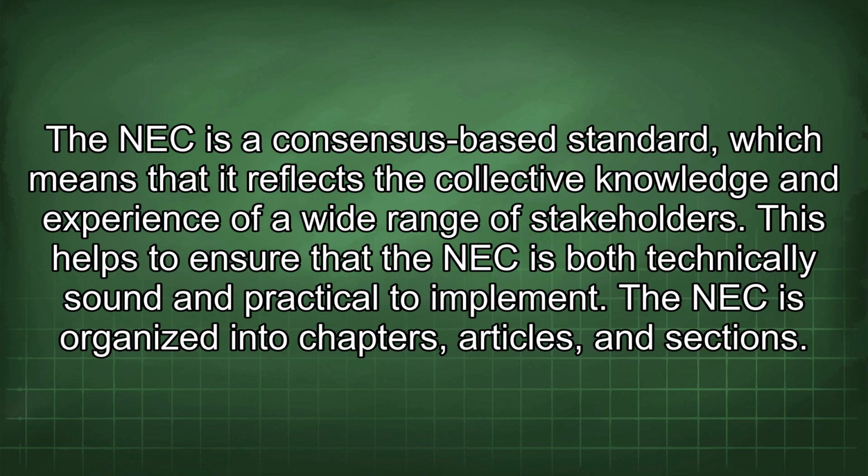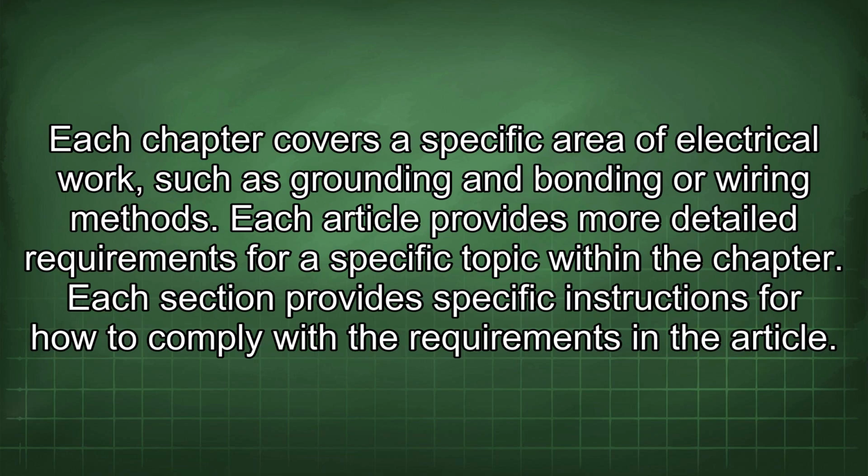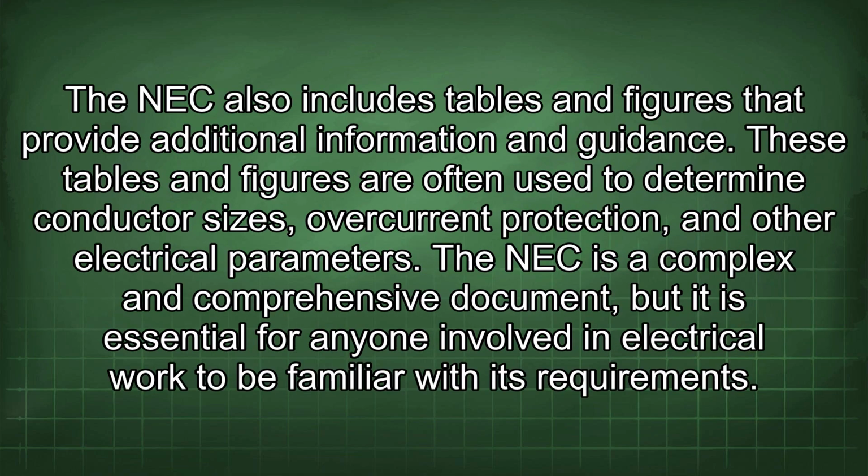The NEC is organized into chapters, articles, and sections. Each chapter covers a specific area of electrical work, such as grounding and bonding or wiring methods. Each article provides more detailed requirements for a specific topic within the chapter. Each section provides specific instructions for how to comply with the requirements in the article. The NEC also includes tables and figures that provide additional information and guidance. These tables and figures are often used to determine conductor sizes, overcurrent protection, and other electrical parameters.